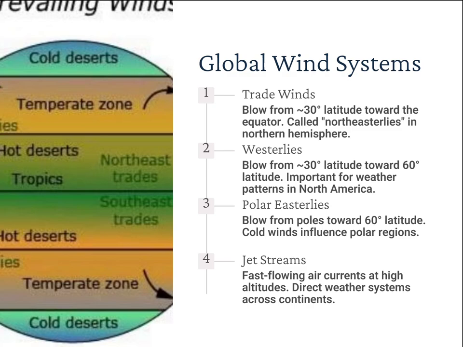At high altitudes, we find jet streams, fast-moving rivers of air that circle the globe and help guide weather systems. Pilots and meteorologists track these winds closely because of their impact on storms and aviation.